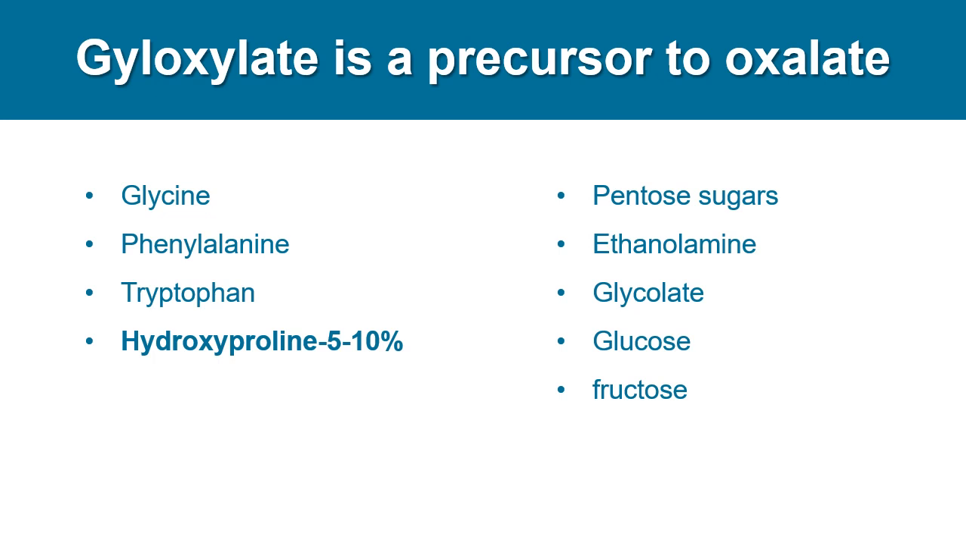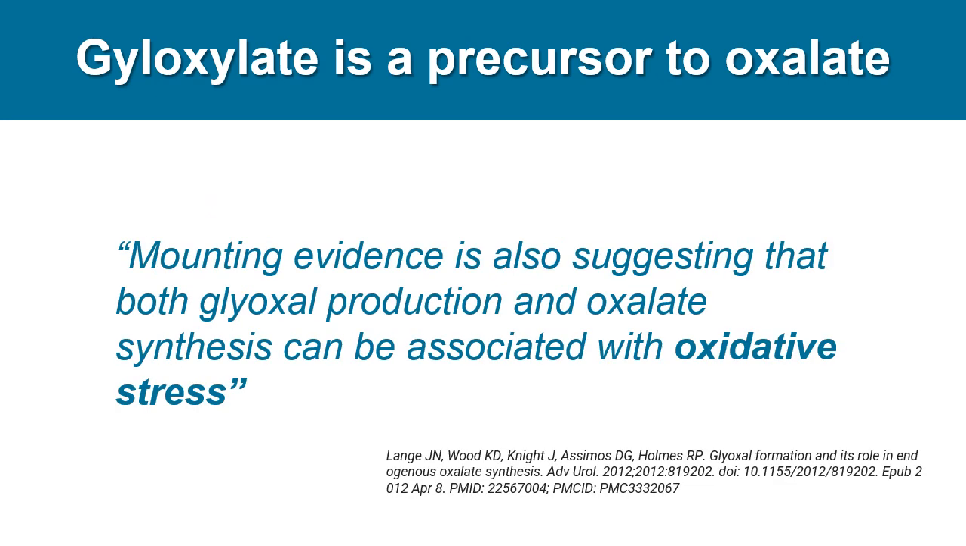And it seems like hydroxyproline from the research makes about a 5 to 10% contribution. So it's a big contribution to this. And everything else has a more negligible one. But of course, if there's accumulation of all of these, you can see an accumulation of glyoxylate. Now, glyoxal is one of the most important sources of endogenous oxalate synthesis in humans and other organisms. And glyoxal production and oxalate synthesis are associated with oxidative stress. So I can't reiterate this enough.